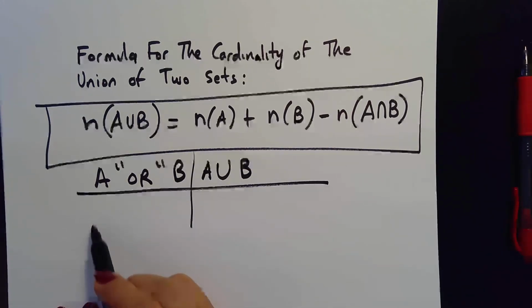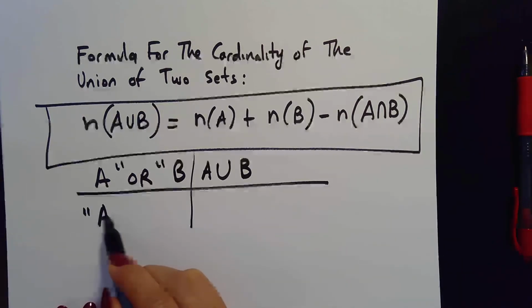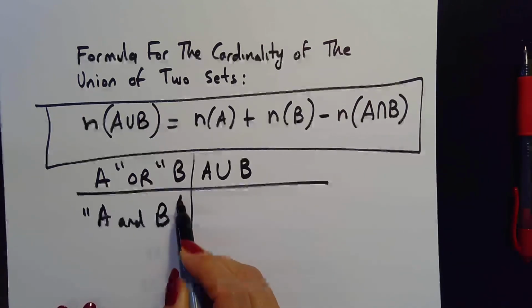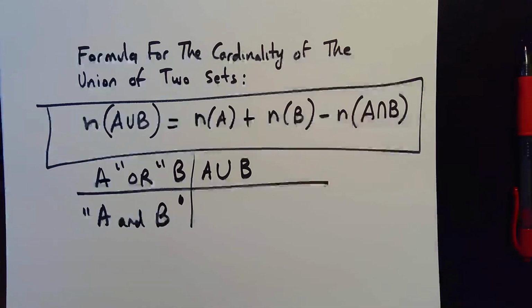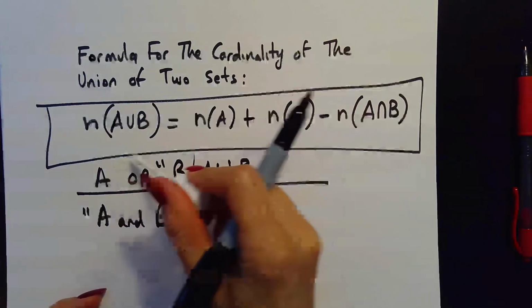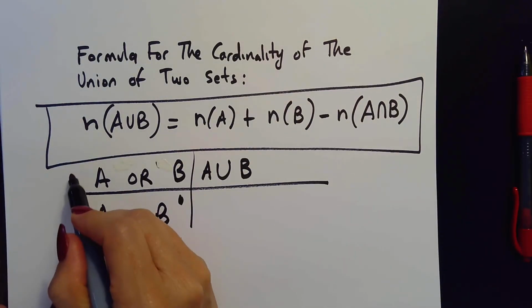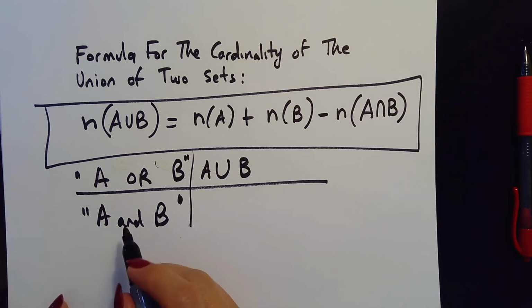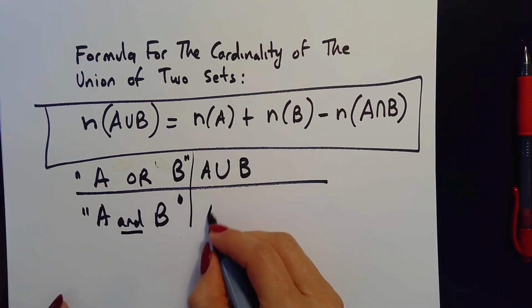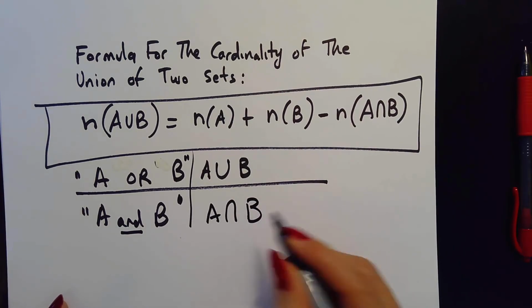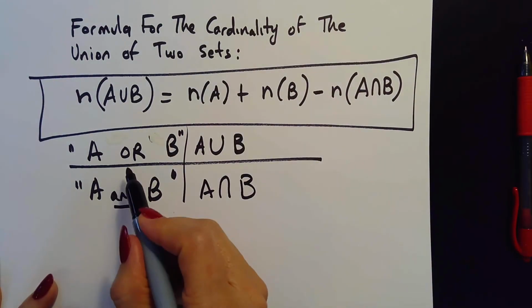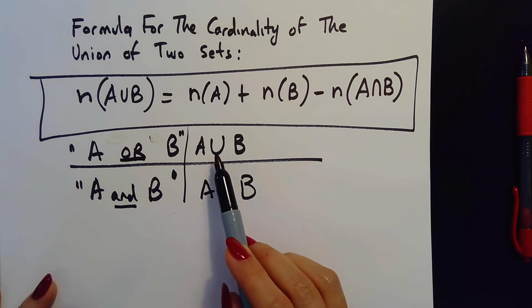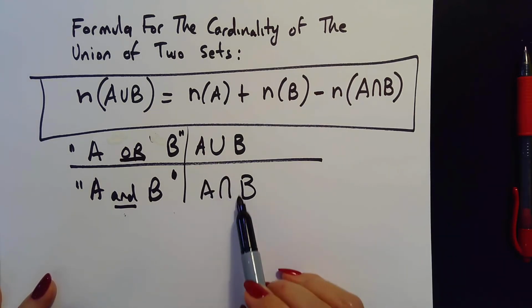Okay. These should be like this, A or B, same thing as A union B. If you see A and B, the word and, now you're going to write A intersected with B. Okay? So if you see or, you use the union. If you see and, you use the intersection, the overlap.